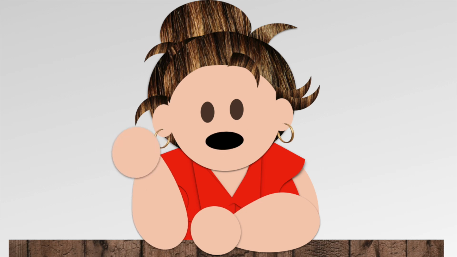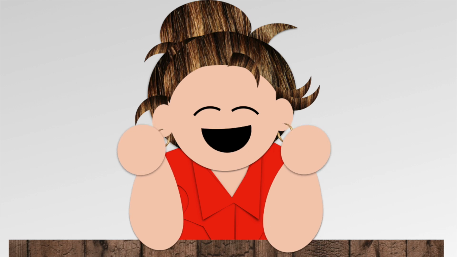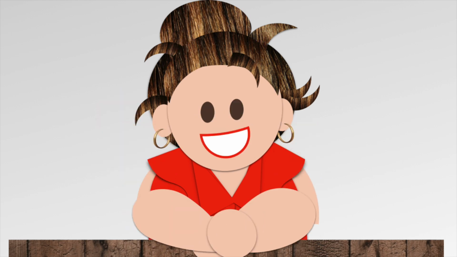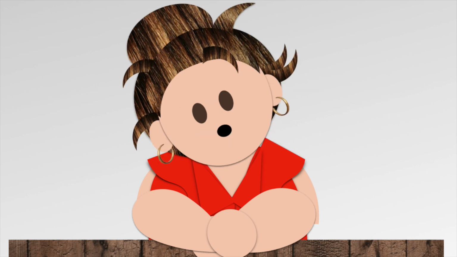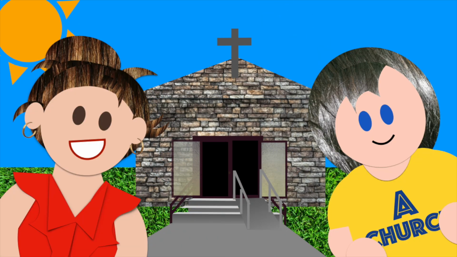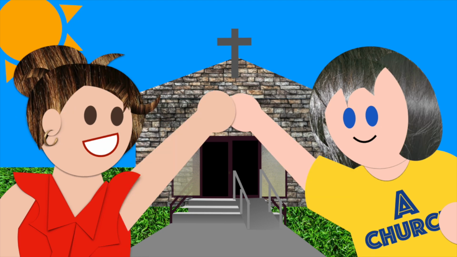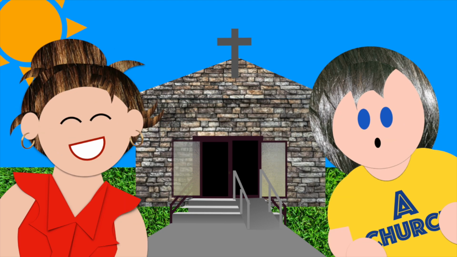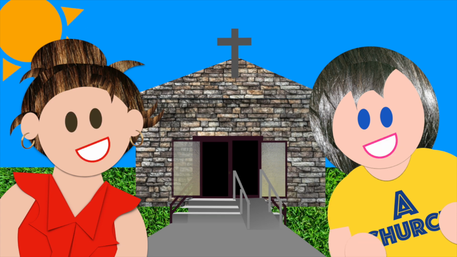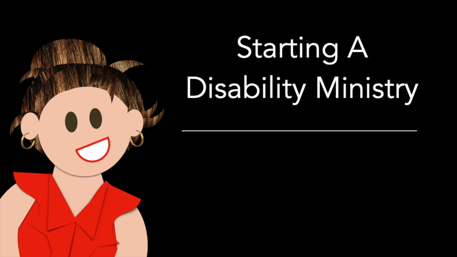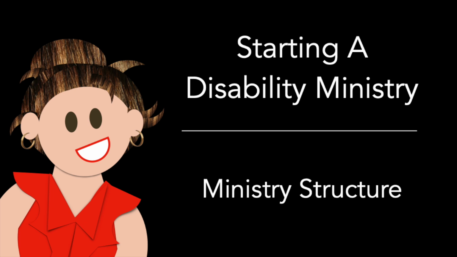Hey there, I heard your church wants to become more inclusive for people with disabilities. That's terrific! Woohoo! So how are you going to get started? When it comes to church, one thing we can all agree on is it should be for everyone, including families affected by disability. But creating accessible environments takes more than just good intentions. It takes creating a ministry that can last. And that can leave leaders asking, how do we do that? Starting a disability ministry, Part 1, Ministry Structure.